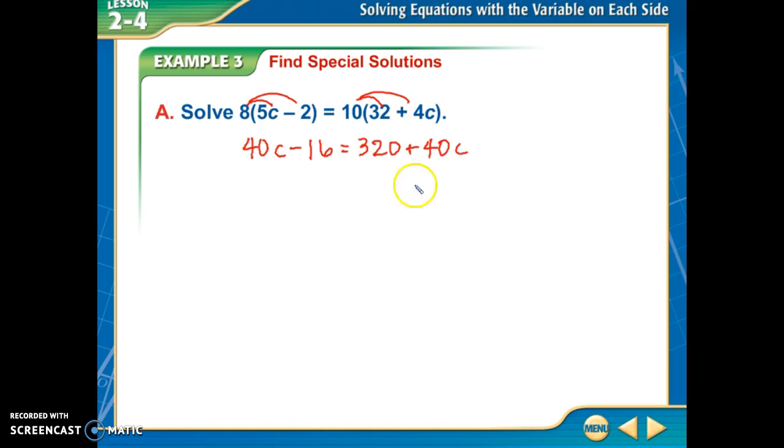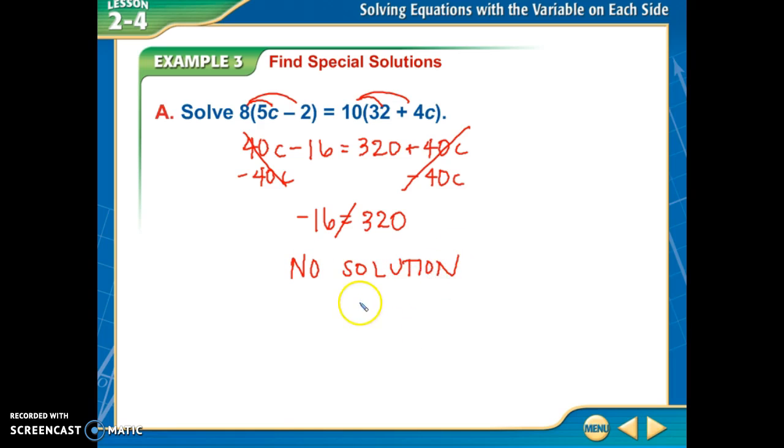So I'm going to work on getting my c's on the same side. If I subtract 40c from both sides, 40 minus 40 is 0, so they cancel on both sides. So I have negative 16 equals 320. I have no more variables, nothing else to solve for. But if I look at this statement, negative 16 does not equal 320. That is a false statement. Anytime you have a false statement, that means no solution. Our symbol for no solution is the 0 with a line through it. So no solution here.